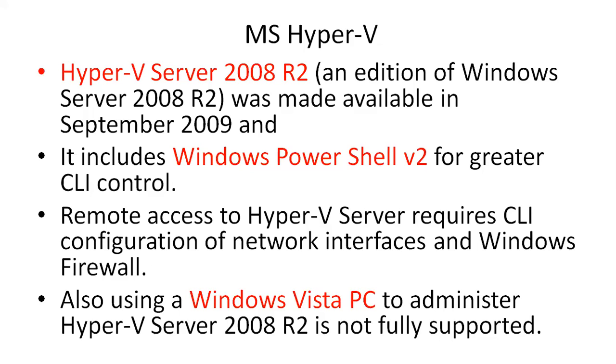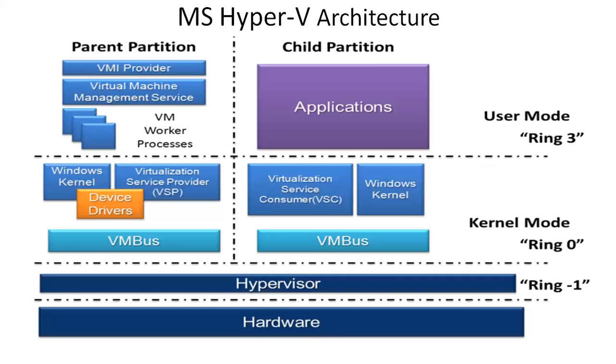Windows Vista is not supported. Coming to the architecture of MS Hyper-V, this architecture consists of two different components: one is a parent partition, the other one is a child partition. The bottom indicates the hardware component. On top of the hardware component you have a hypervisor. The hypervisor is the connectivity between the operating system, the virtual machine operating system, and the hardware in a system.